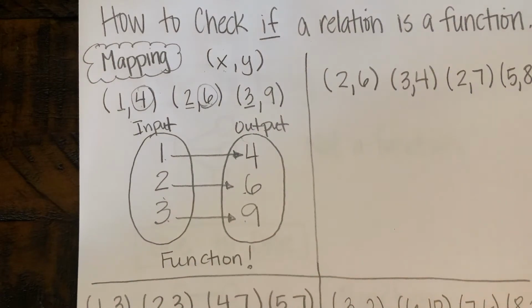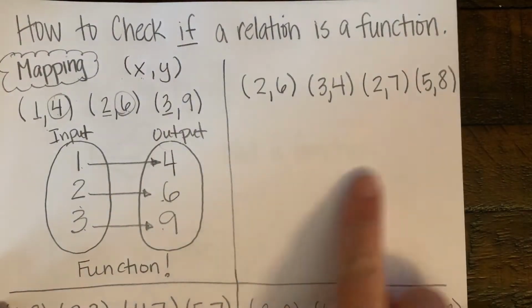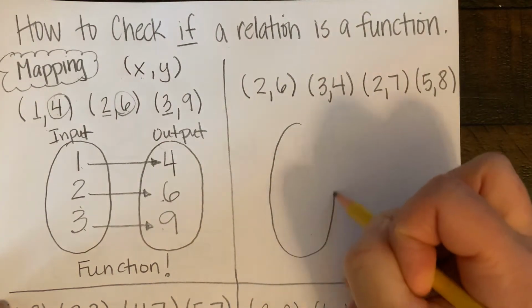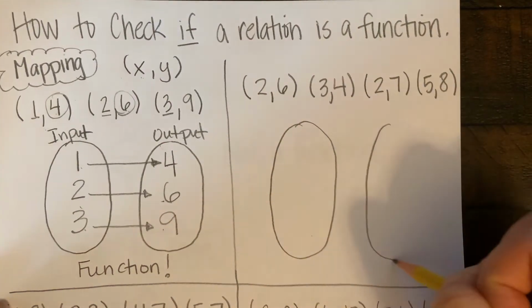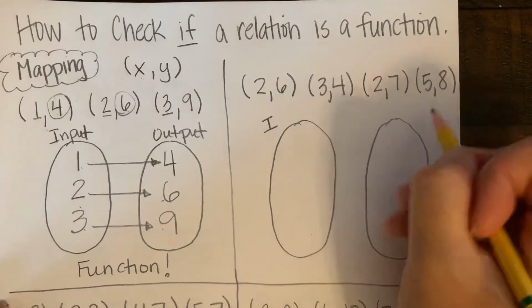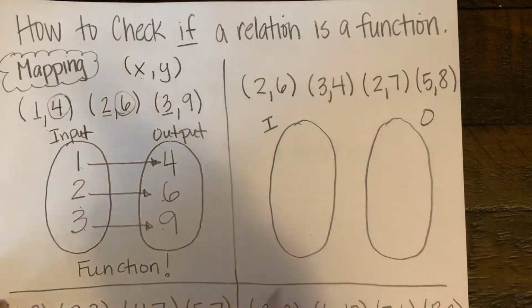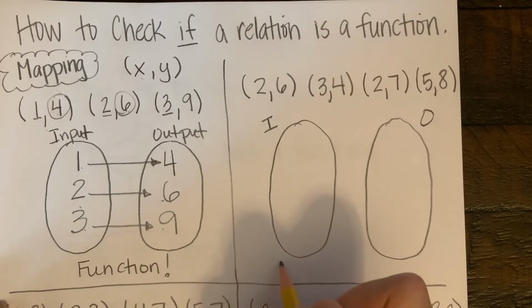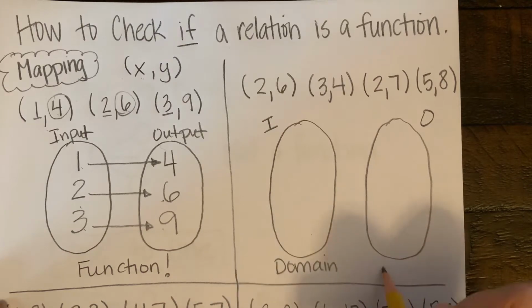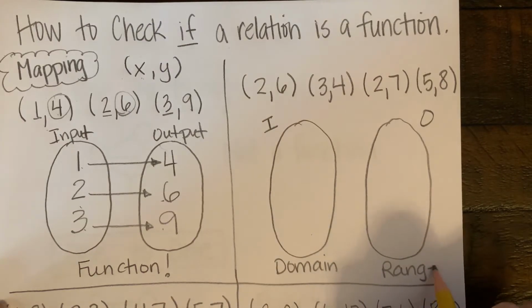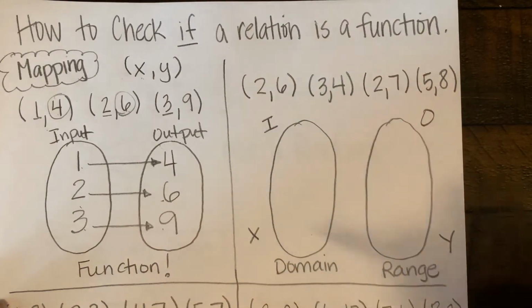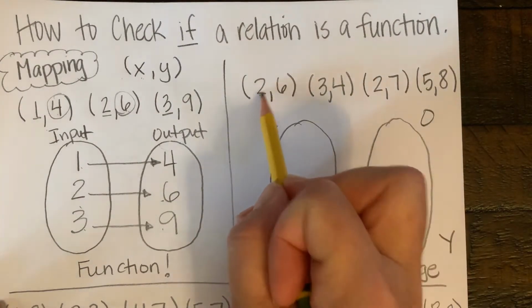So let's go ahead and check our next set. So again, I'm going to put my input on one side, and I'm going to put my output on the other side. Now remember, this is my input. I'm going to use I for input. This is my output. Yesterday, we also called this our domain, and this is our range. And if it helps you, these are the X's, these are the Y's. Remember, we have multiple names for this first value.